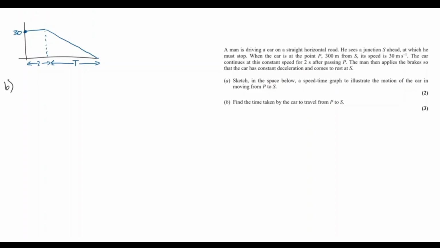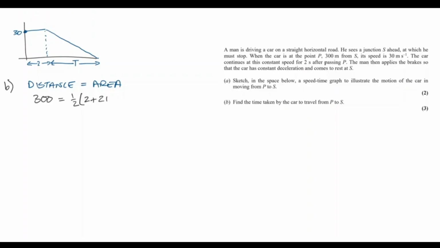If we know that the total distance is 300, we know the area underneath a velocity time graph represents the displacement or the distance traveled within that journey. So we'll go ahead and set up an equation. The distance of 300 must match the area of this velocity time graph. We'll use the formula for a trapezium.